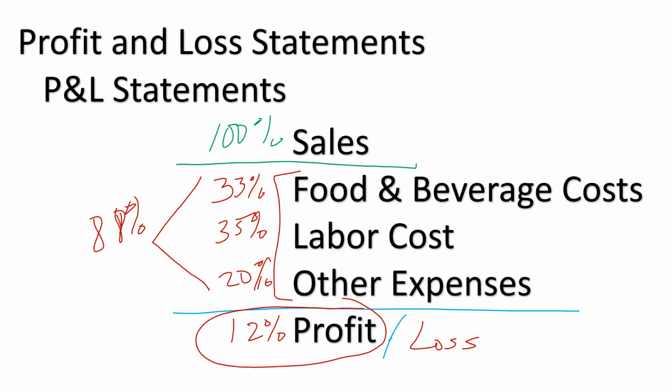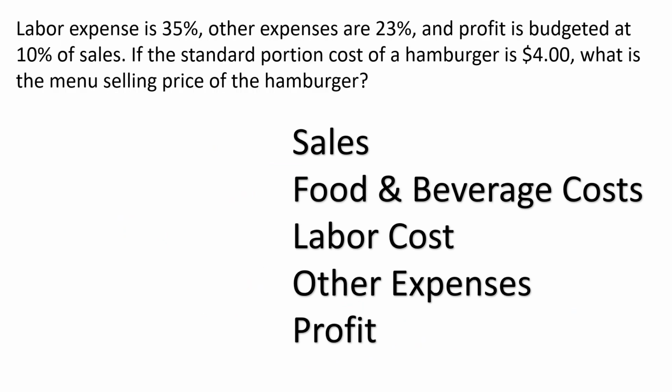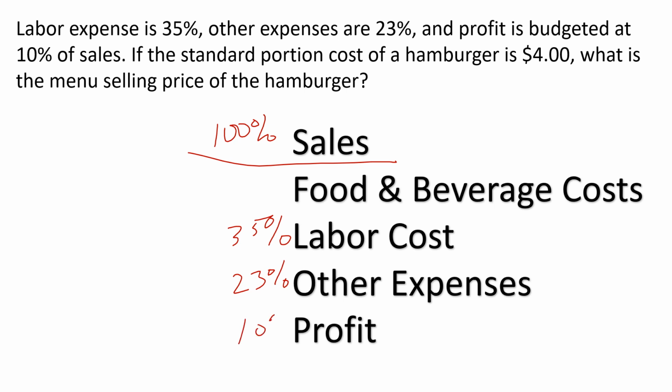We can basically take all these numbers and then subtract from 100 to get that missing piece, in this case, the profit. This is a very simplistic view of this P&L. So now let's use it as an actual example. Remember, our sales is 100%, which means we're going to fill in the pieces of the puzzle. So our labor expense is 35%, our other expenses 23%, and our profit is budgeted at 10% of our sales.